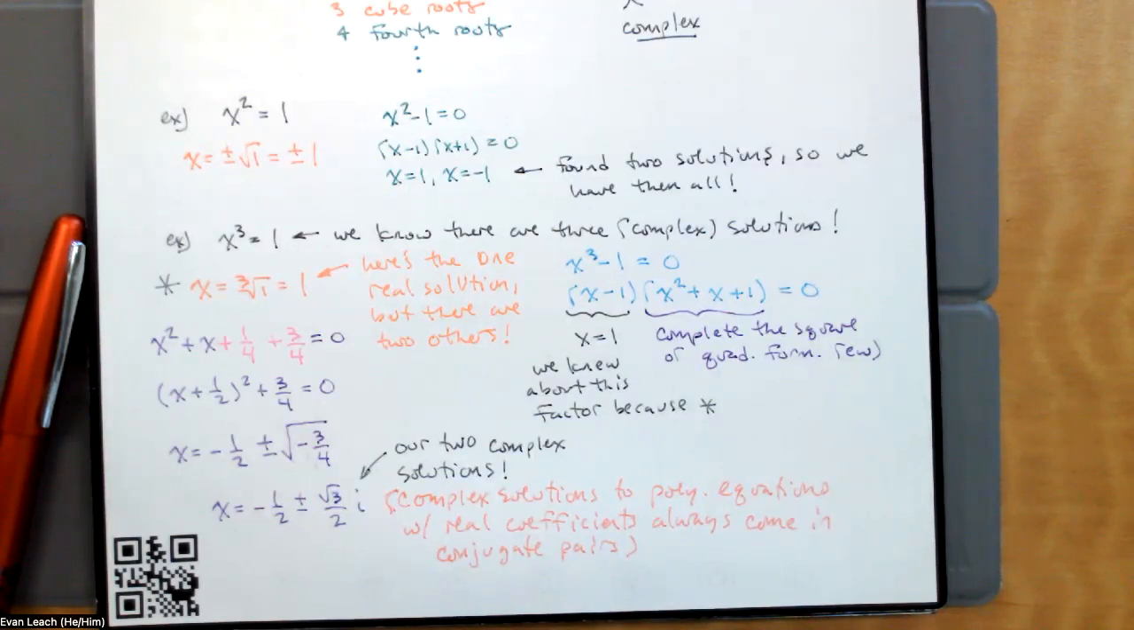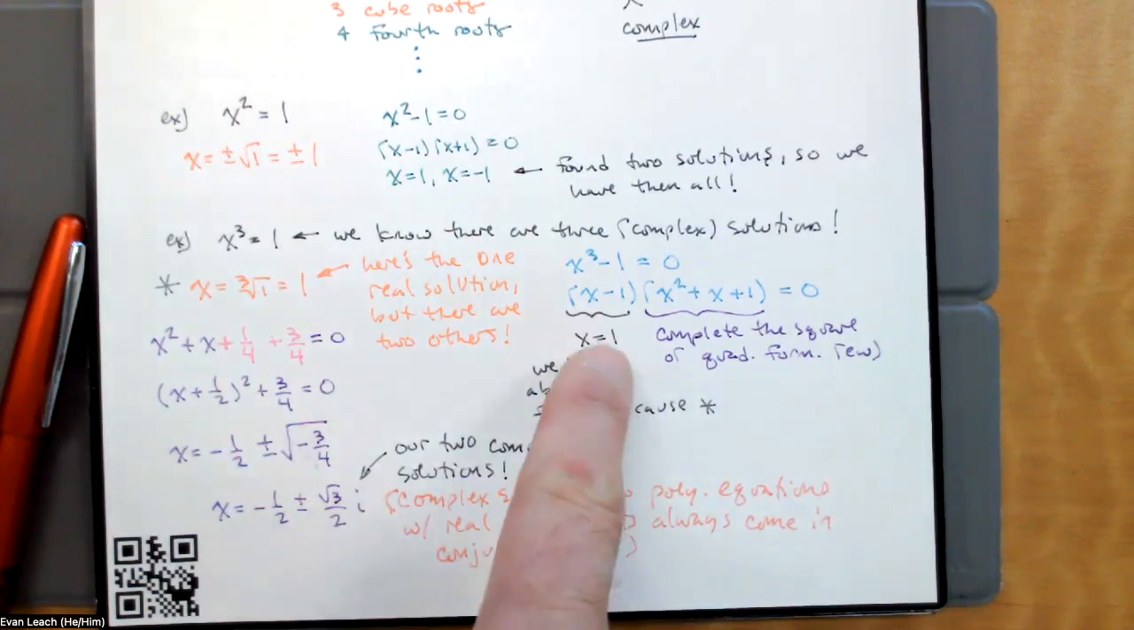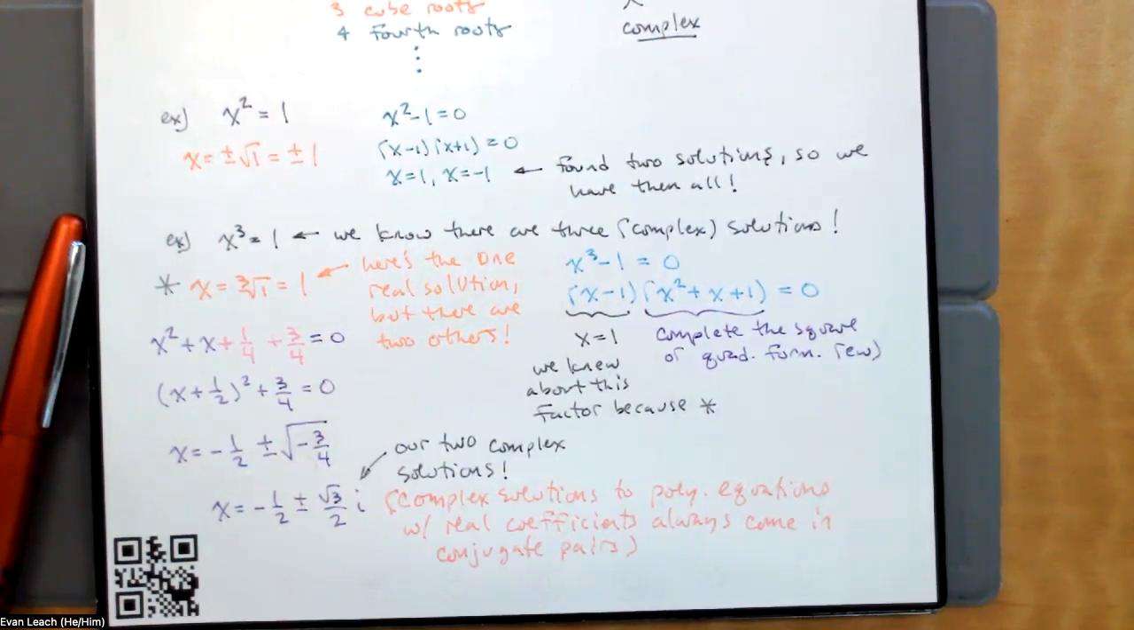Fun fact, let's pretend that we did not remember the difference of cubes formula. At that point, we would have to use our knowledge that x minus 1 is one of the factors, because we know that x equals 1 is one of the solutions. Then at that point, we can divide. Since we know that x minus 1 has to be a factor, if we took x cubed minus 1 and divided by x minus 1, that would give us x squared plus x plus 1.